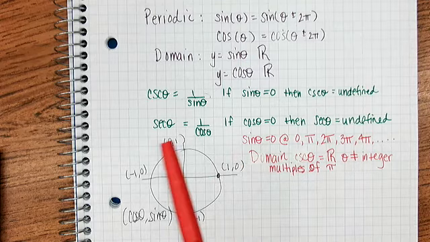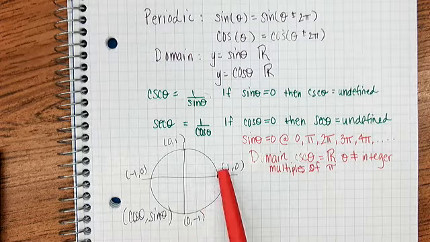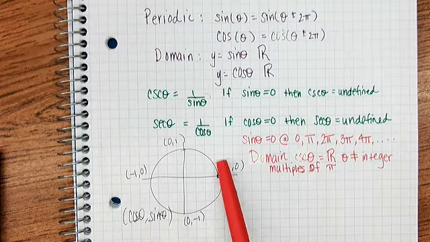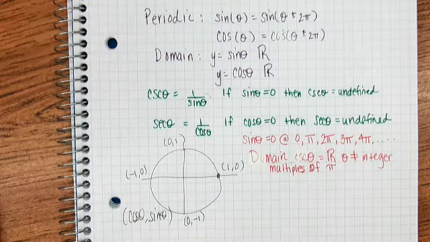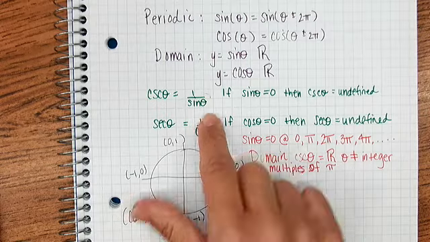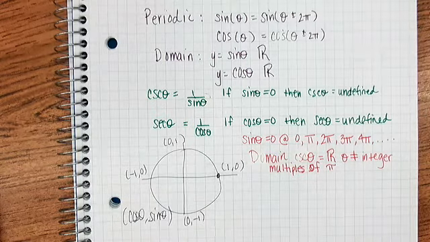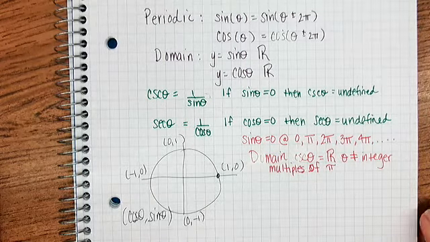Zero, 1 pi, 2 pi, 3 pi, 4 pi, or you could go backwards: 0, negative pi, negative 2 pi, negative 3 pi, negative 4 pi, negative 5 pi, and so on. So that is the cosecant. You have to figure out where the sine is 0. Everywhere else is okay, but if the sine is 0, no can do.